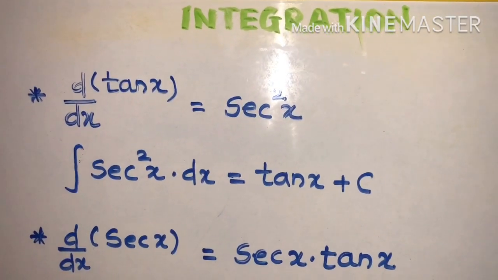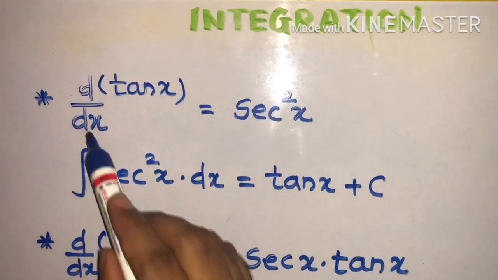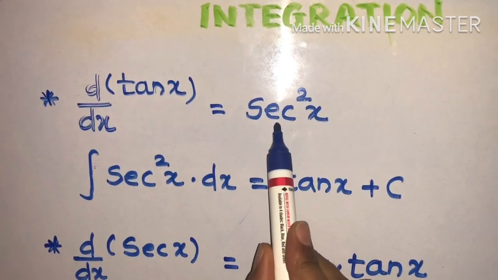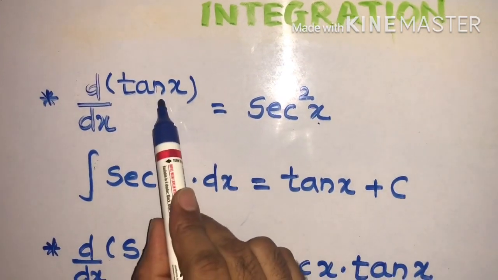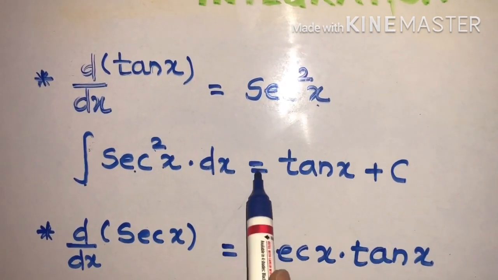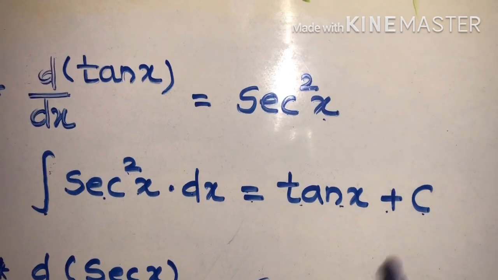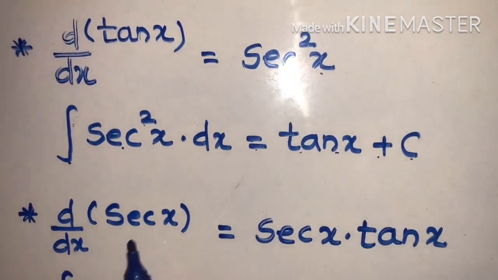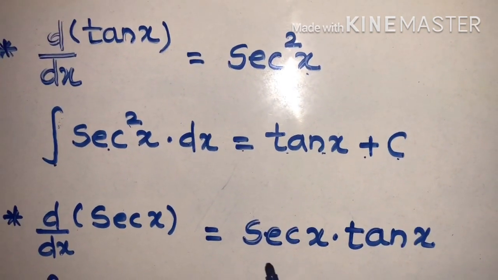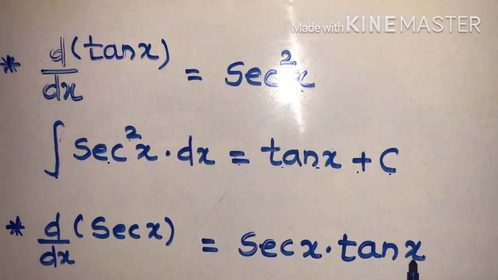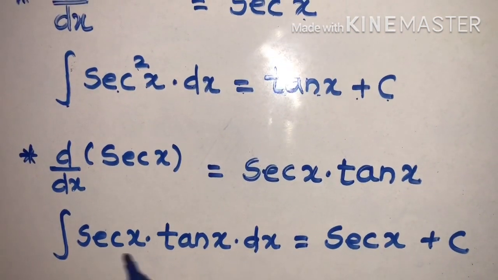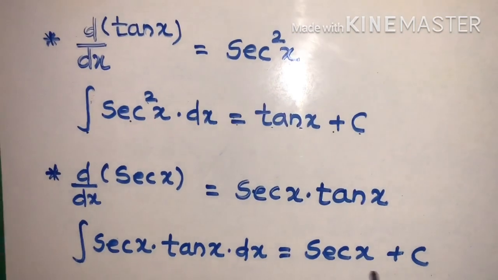Next term we are going to take is tan x. As you know, derivative of tan x is equal to sec square x. So of course integration of sec square x will be tan x. That only I have written. Integration of sec square x dx is equal to tan x plus c. Next, you know that derivative of sec x is equal to sec x into tan x. So of course integration of sec x tan x will be sec x. That only I have written. Integration of sec x tan x dx is equal to sec x plus c.